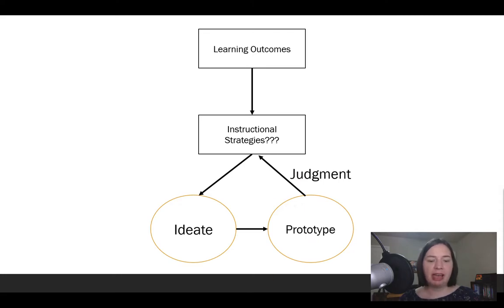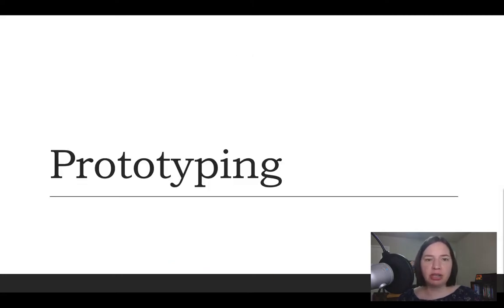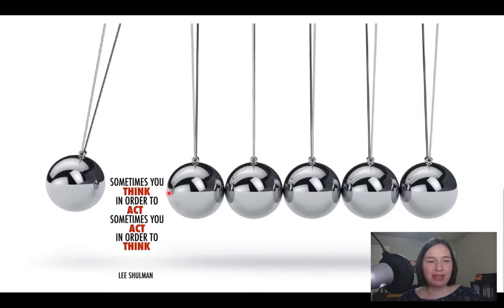Prototyping is that point at which you're actually putting something into some type of form. It does not need to be a nice form. It's just some form. So if you take this quote, sometimes you think in order to act. Sometimes you act in order to think.